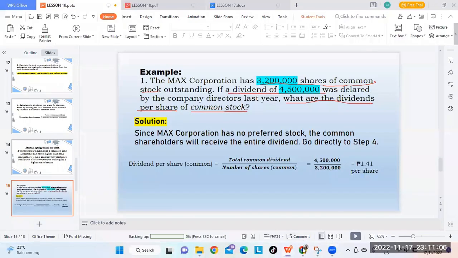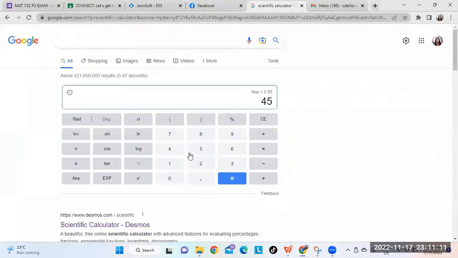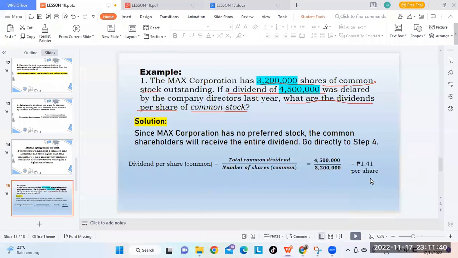At try natin. So we have 4,500,000 divided by 3,200,000. Okay, so we have 1.40625. Then, round off na lang natin to 2 decimals. So, 1.406. Katabi ni 0 is 6, so mag-add tayo ng 1. So, that's 1.41. Okay, that's per share.